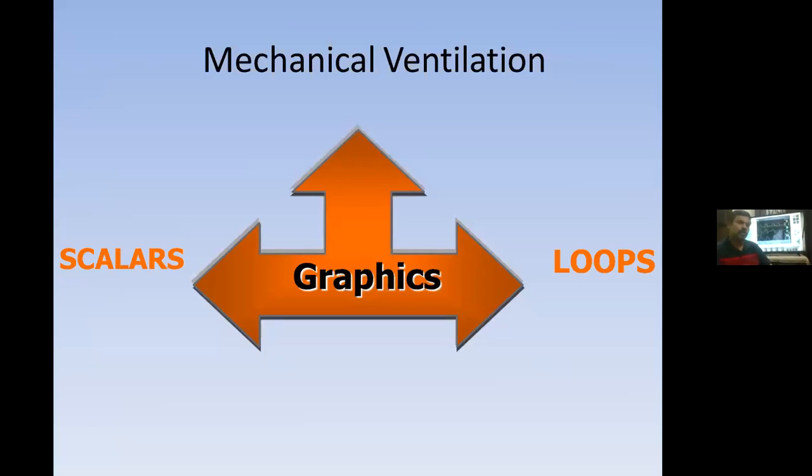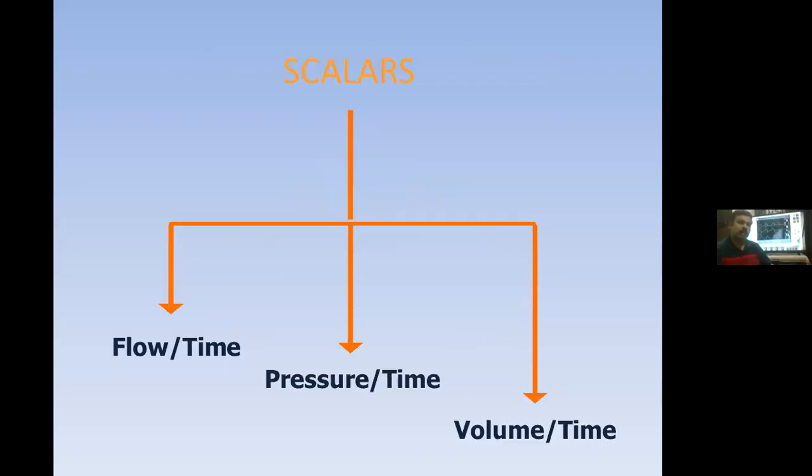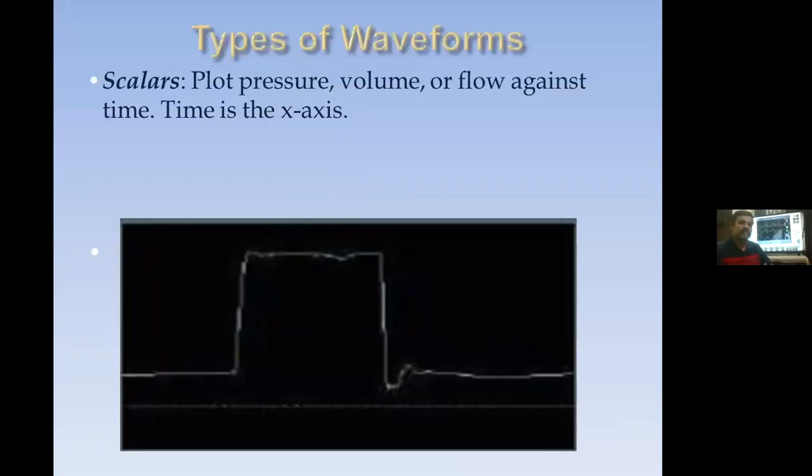As I mentioned already, I'm giving you a brief about the scalars and the loops. These are all the mechanical ventilation graphics. The scalars are flow-time, pressure-time, and volume-time. These are all covered in the scalars. So you can see the scalars plot pressure, volume and flow against time. Time is on the x-axis.